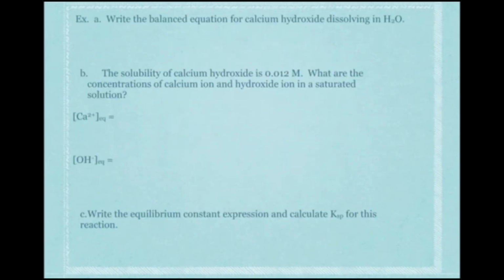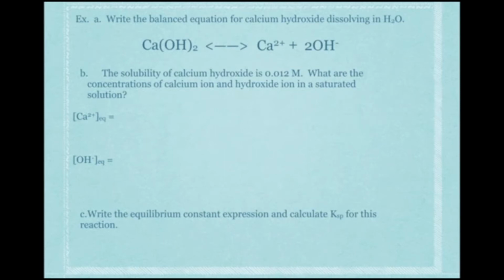So let's look at an example. Here it first asks me to write a balanced equation for calcium hydroxide dissolving in water. So I start off with calcium hydroxide, and it's going to dissociate into its 2 ions. It's going to dissociate into calcium ions and 2 hydroxide ions. There you go.